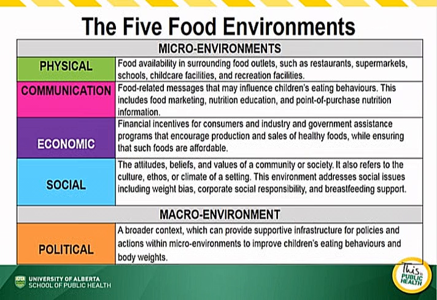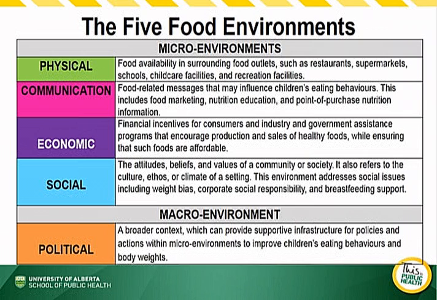And the social environment refers to the beliefs and values of a community. So this environment considers issues such as weight bias in schools, corporate social responsibility, and breastfeeding support in the community. And lastly, the political macro environment refers to a broader context and considers whether governments provide clear goals and action plans with adequate funding to improve children's eating behaviors and body weights.